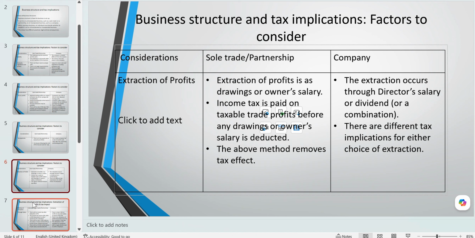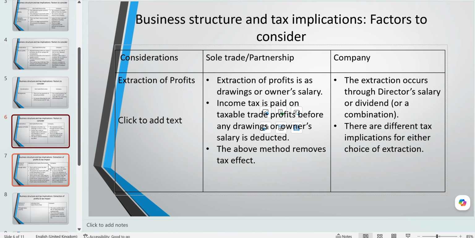For a company, the extraction of profit occurs through director's salary or dividend, or a combination of the two. There are different tax implications for either choice of extraction. We will do a little example.